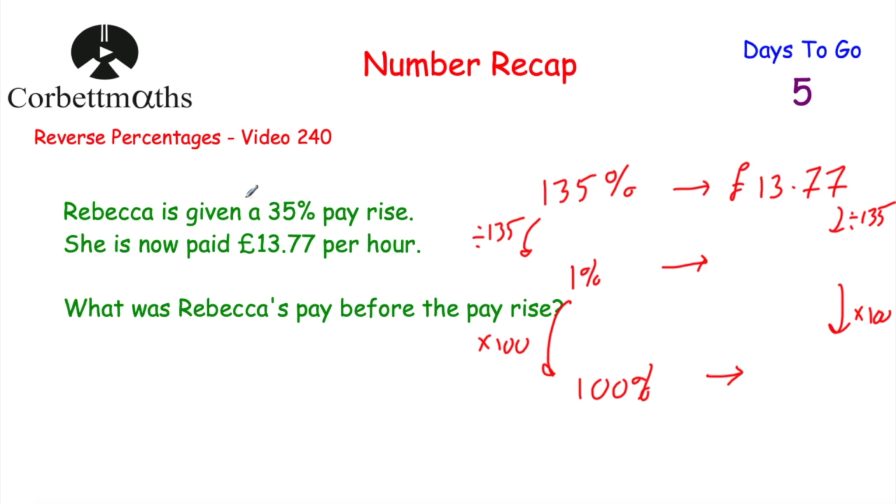Another way to do this question is, if you increase something by 35%, the multiplier would be 1.35. That's how you increase something by 35%. You multiply by 1.35. So to reverse the percentage question, you could divide by the multiplier. So we could take the £13.77 and divide it by 1.35, and then that would be the answer as well.